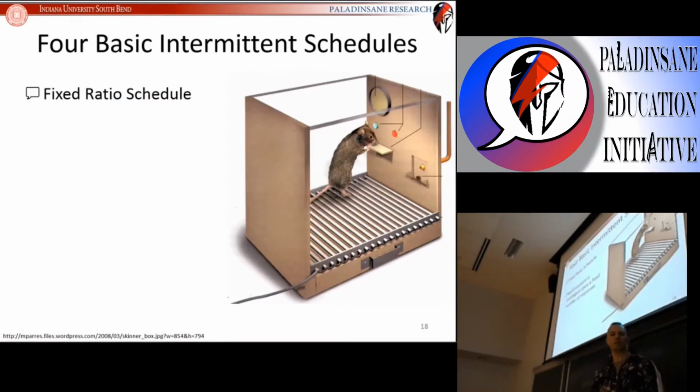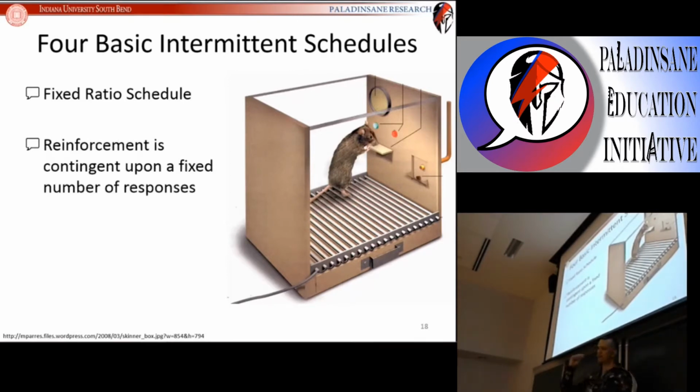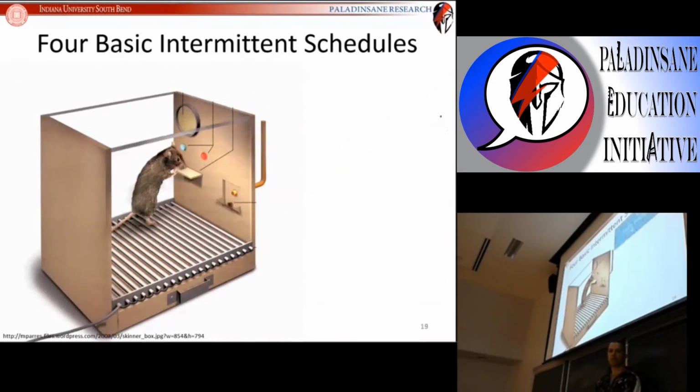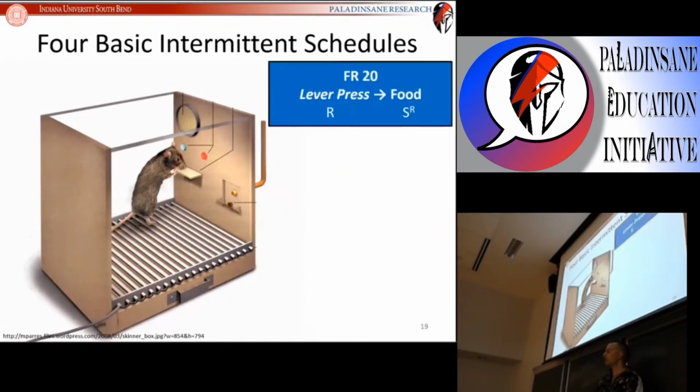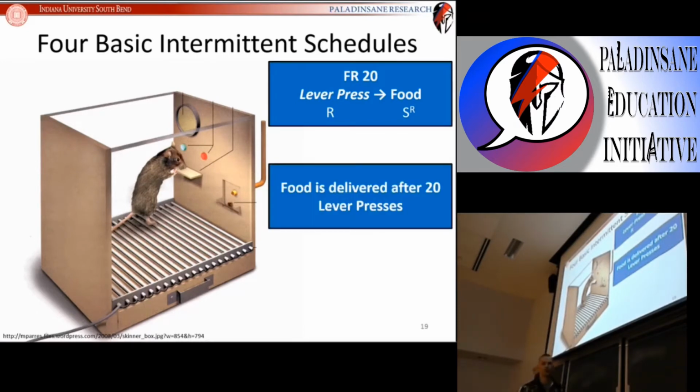So we have the fixed ratio schedule. And again, it's a ratio schedule contingent upon the number of responses. And it's a fixed schedule, so that number is constant. That number does not change. So if a rat was on a fixed ratio schedule, we could write that as an FR20. That is a fixed ratio 20 response schedule. So the lever press will cause the reinforcer of food to be delivered. But if it's on a fixed ratio 20 schedule, that means that food is delivered after 20 presses.